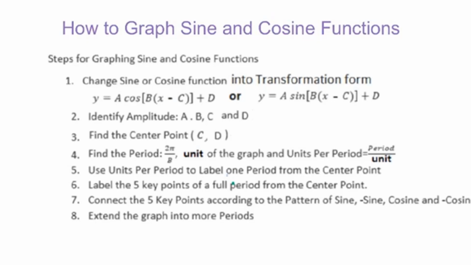Today's lesson is about how to graph sine and cosine functions. Here are the steps. First of all, make sure your sine and cosine function are in transformed form. Then you will identify A, B, C, and D so that you will find the new center point, that's C, D. Remember, C is a linear, meaning always the opposite of the given number.